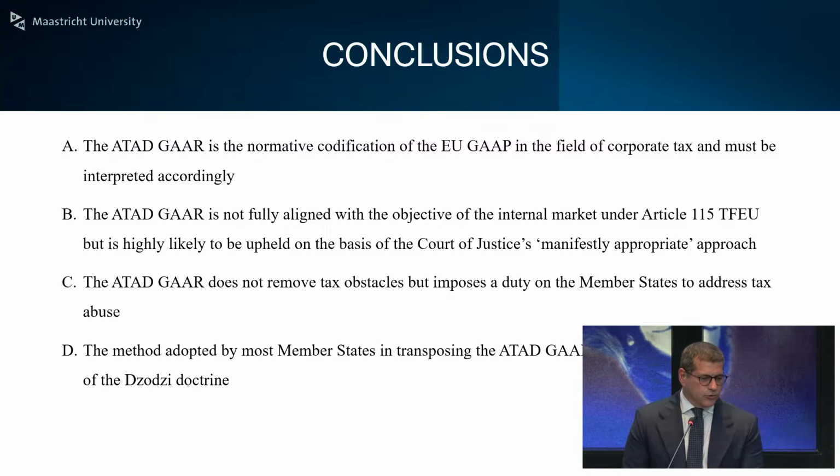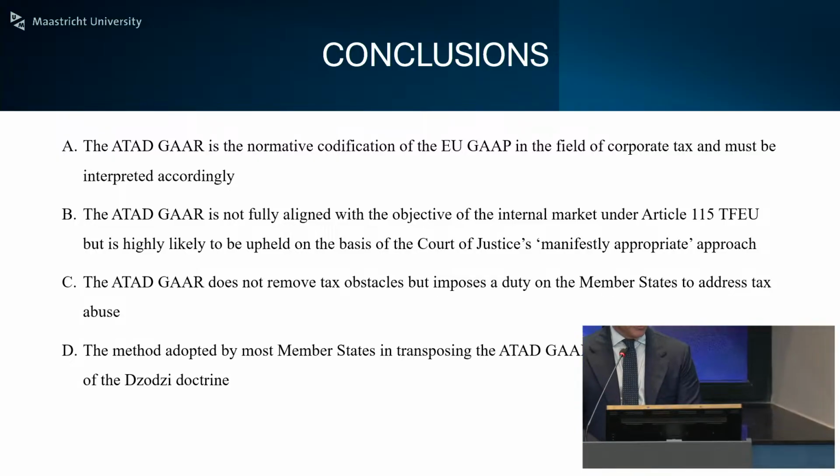So, in the end, I conclude that I consider the ATAD-GAR a normative codification of the general principle of prohibition of abuse developed by the Court of Justice. I argue that it's not fully in line with Article 115, but at the same time, the actual approach of the Court of Justice makes it highly unlikely that it can be considered invalid. And this is okay. The ATAD-GAR doesn't remove tax obstacles, but imposes duties on the member states to address and tackle any tax avoidance practices that affect their own corporate tax base.